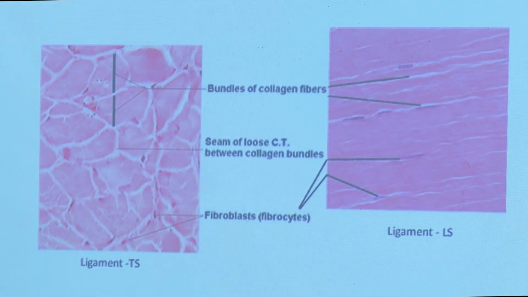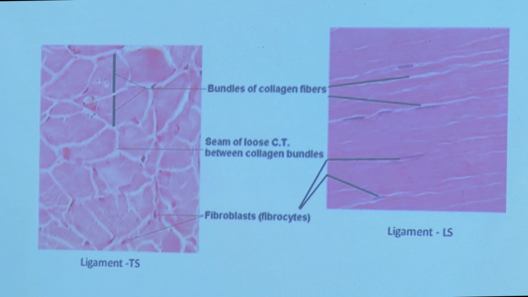So just see how the collagen fibers are arranged. You can see they are running in bundles. So only you can see the bundle. Beyond that you can't see anything. Same thing is present over here also. You can see these are the bundles of the collagen fibers. One LS and another one is TS.